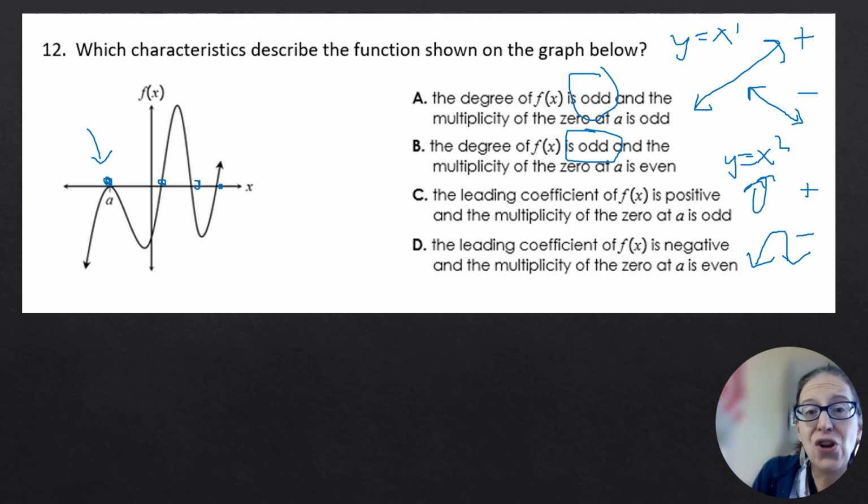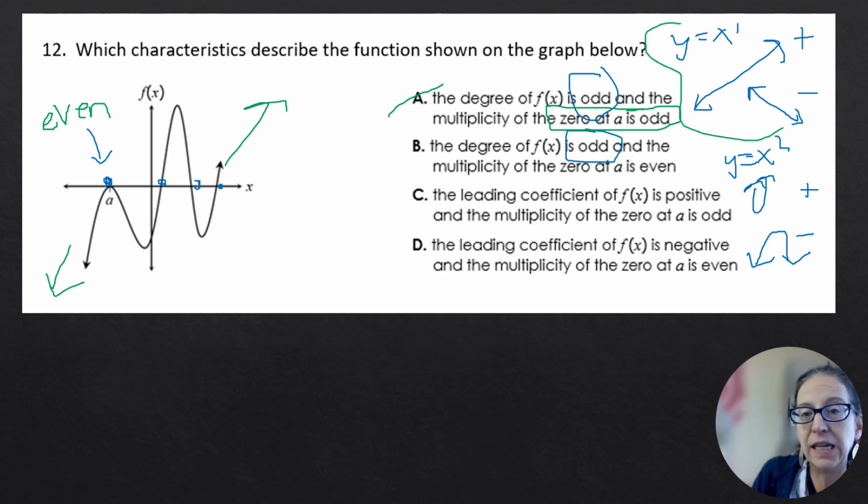So the degree is odd and the multiplicity of the 0 at A is odd. That is not correct, because it is not odd. This would have even multiplicity. That's what causes it to bounce off the x-axis. Now, it is an odd degree polynomial because one side is going up and the other side is going down, so it fits this scenario right there.